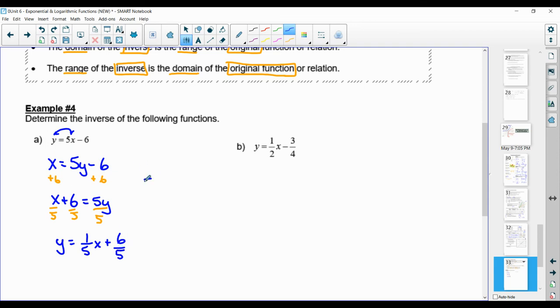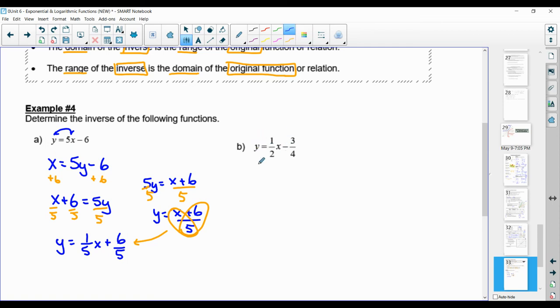Now, some of you might have also done it this way. You've got 5y equals x plus 6, and when you divide by 5, you just divided the entire expression by 5. That would have given you y equals x plus 6 over 5. That will still break down to x over 5, so 1/5 x, and 6 over 5. So we still get the same answer: y equals 1/5 x plus 6 over 5.